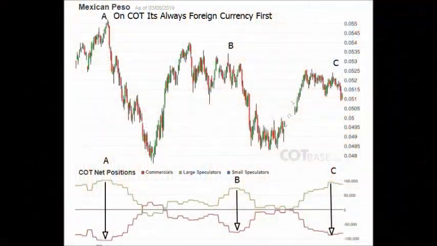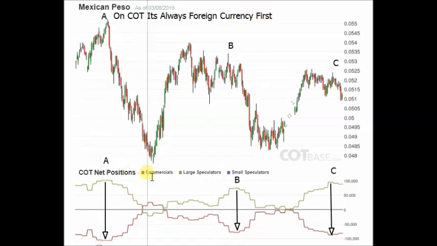Right, let's take a look at the charts. Right, we are on the COT net traders data first for the Mexican peso against the USD. Now, just for new viewers, on the COT, it's always foreign currency first, okay? So it's MXN USD here. We, of course, trade USD MXN. I'll reverse the chart around in a moment.